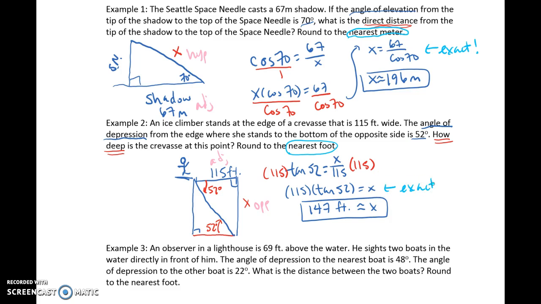Okay, so the examples we did today don't include solving for the angle measure, but I could ask you to find the missing angle of elevation or the missing angle of depression. So make sure you're reading the directions carefully, labeling your diagrams, and thinking about your SOHCAHTOA.